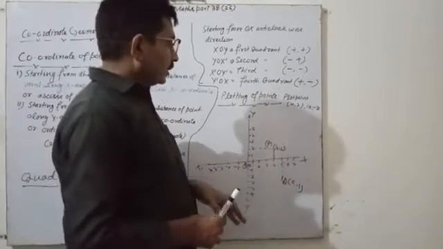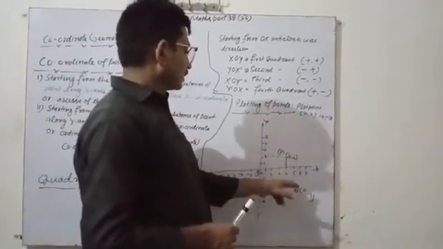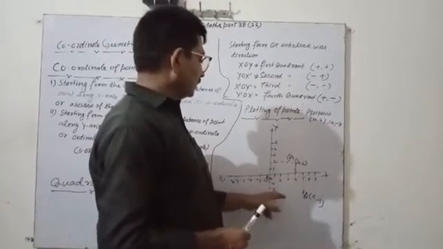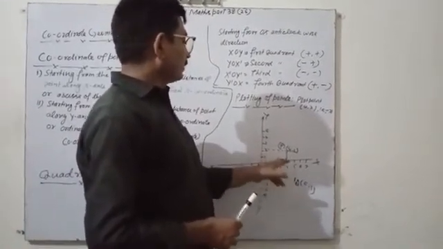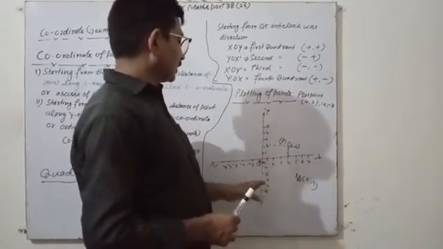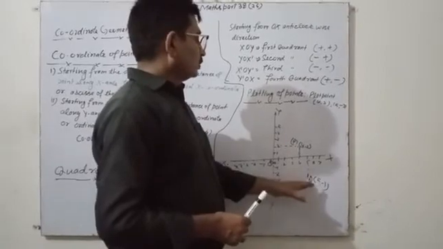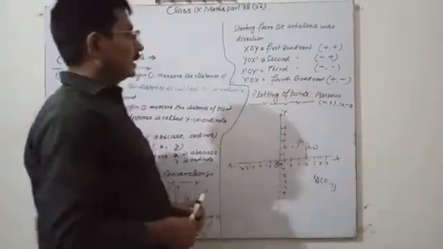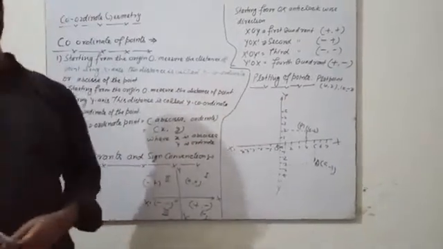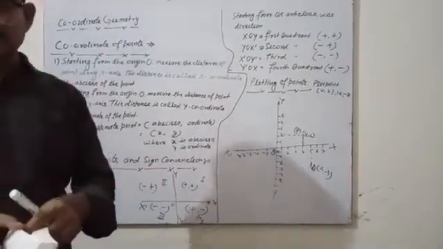Similarly, for the other point (5, minus 3): 5 along the x axis and minus 3 along the y axis, that is Q, with 5 units along the x axis and 3 units along the y axis. This is the point (5, minus 3), point Q. Thus we can plot the graph. Now, all of you complete exercise 26A.